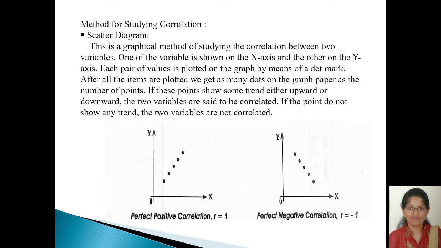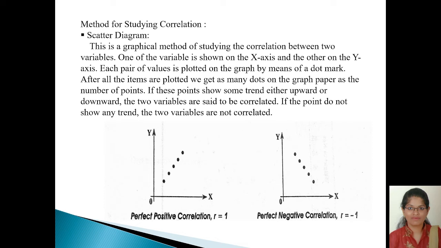The method for studying correlation: the first method is the scatter diagram. This is a graphical method of studying the correlation between two variables. One of the variables is shown on the x-axis and the other variable on the y-axis. Each pair of values is plotted on the graph by means of a dot mark. After all the points are plotted, we get as many dots on the graph paper as the number of pairs. If these points show some trend, either upward or downward, then the two variables are said to be correlated. If the points do not show any trend, the two variables are not correlated.